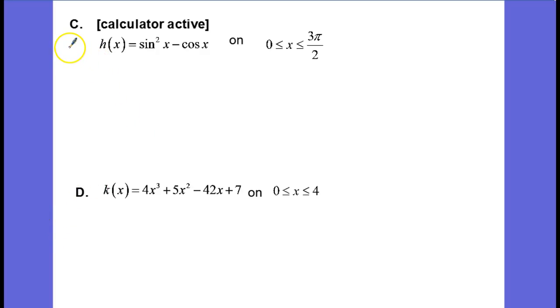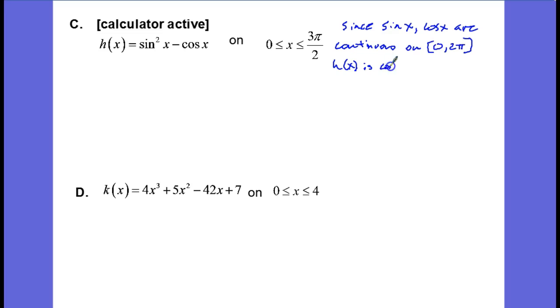In example 3, part C, we have the function h of x equals sine squared x minus cosine x. And we can immediately make the argument that since sine x and cosine x are continuous on 0 to 2 pi, h of x is continuous on 0 to 3 pi over 2. So what we've just done is made an argument for why we can use the extreme value theorem. And that's always going to be our first step of applying the EVT: checking to make sure a function's continuous on the closed interval.